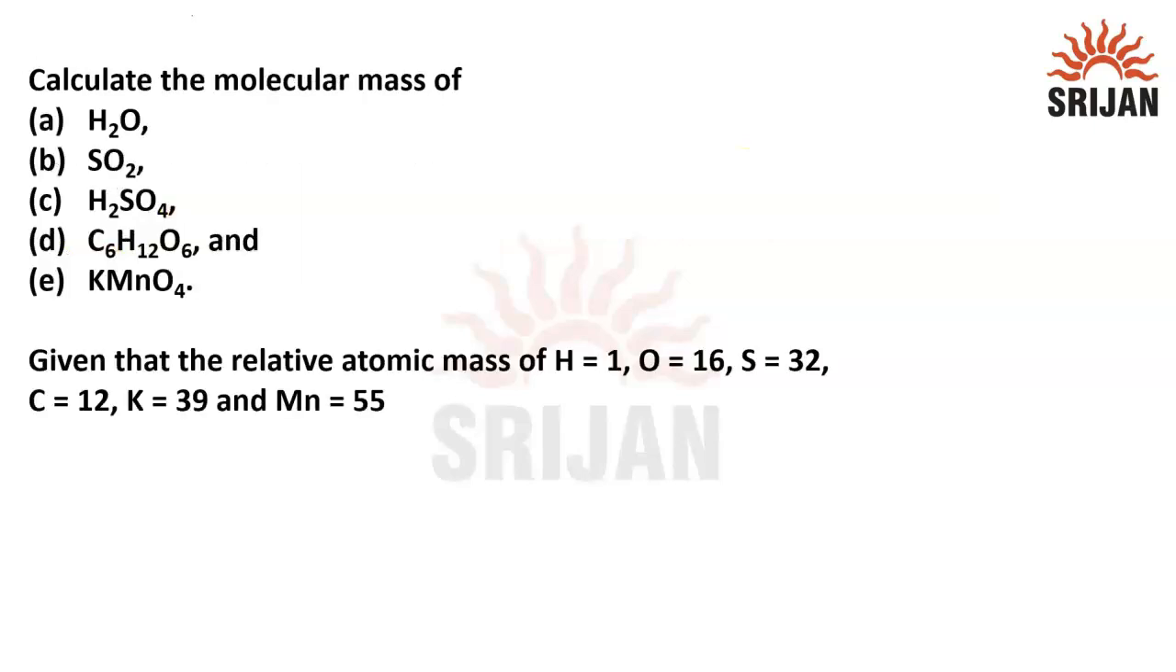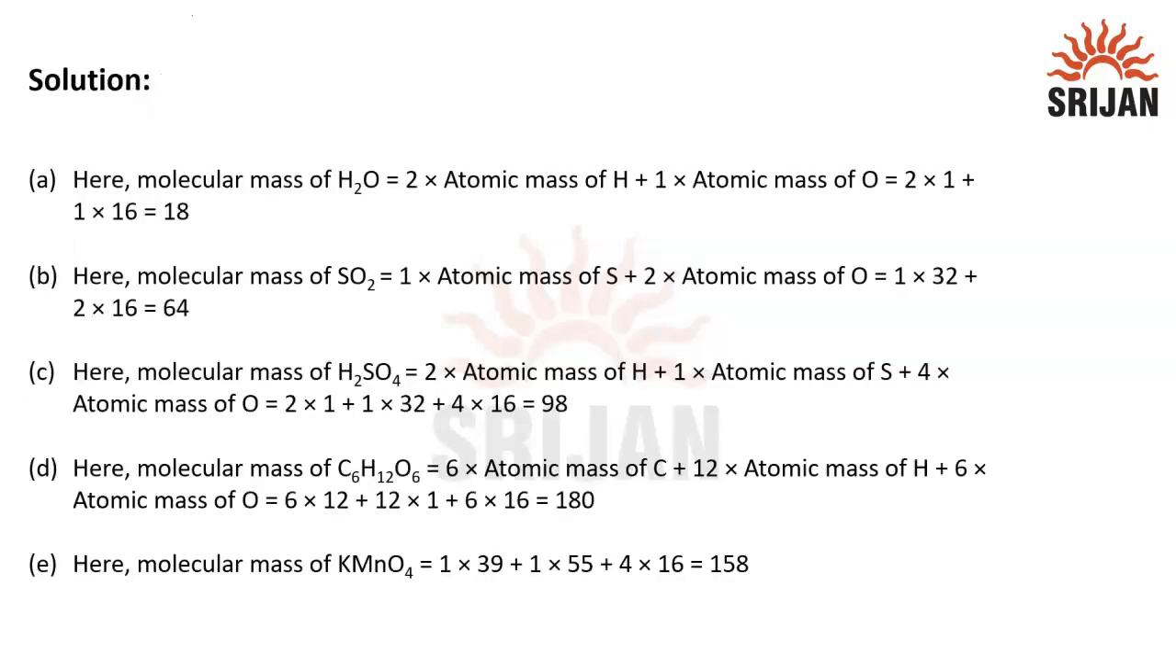Now let us calculate the molecular mass of some of the compounds or molecules. The first one is H2O, which is water. Here the molecular mass is going to be 2 into atomic mass of hydrogen, then we will add plus 1 into atomic mass of oxygen. Why are we putting 2 here? Because here 2 hydrogen atoms are there. So we will simply write 2 into 1 plus 1 into 16, which is equal to 18. Next, molecular mass of SO2. It has 1 sulfur and 2 oxygen. So atomic mass of sulfur into 1 plus atomic mass of oxygen into 2, because 2 oxygen atoms are there. So finally we will get 64.